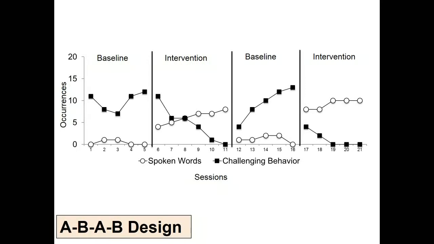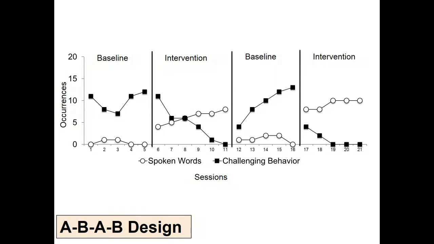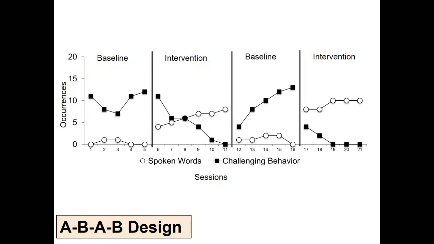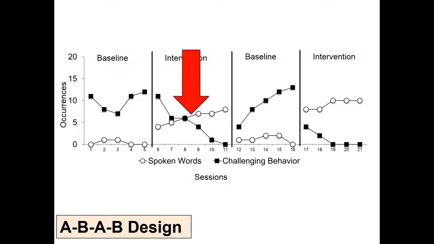This is an example of an A-B design, also known as a withdrawal design. In this graph, we see that the baseline and the intervention are alternated, and we have challenging behavior and spoken words. We can see that with the introduction of the intervention, challenging behaviors decrease. With the reintroduction of the baseline, challenging behaviors go back to levels seen in the initial baseline condition. And with the reintroduction of the intervention, we see that challenging behaviors reduce again to levels similar to what we saw in the first intervention condition.